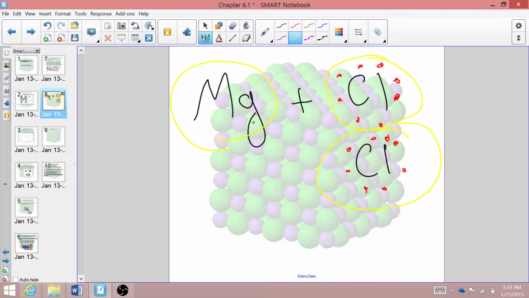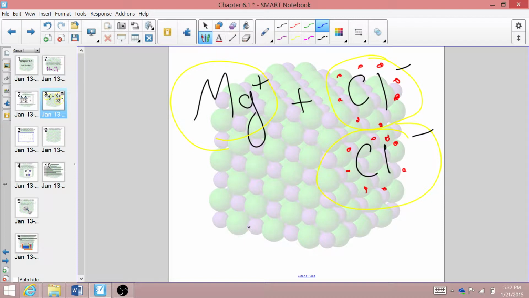So now we have one magnesium atom that's totally happy, and it is positively charged because it gave up its electrons. And we have 2 chlorine atoms, and these are negatively charged because they gained those electrons. And because these are negatively charged and these are positively charged, they're going to come together and they're going to make a chemical compound that we can represent with a chemical formula.